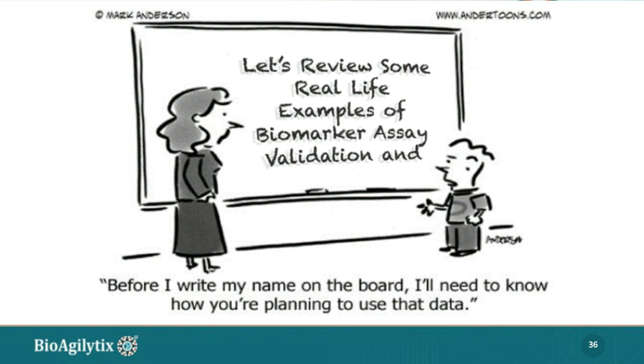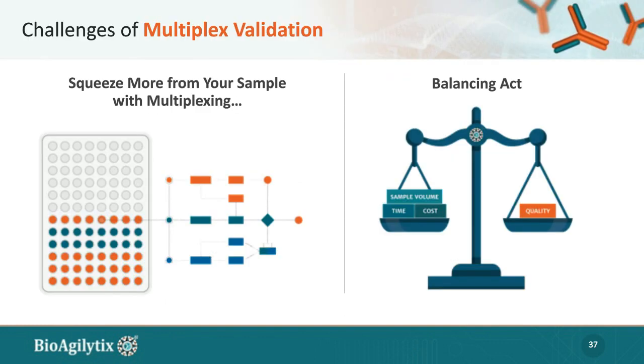Let's talk about multiplexing. It's a beautiful word. We all use it. We've been using it probably since 1999, since 2000, when we all got the direction to squeeze more from every sample. There is a balancing act. We have to make sure that we balance the sample volume. Yep, we want to use a small sample volume. Time, yep, we want to go ahead and proceed and do as many analyses in a short time. And yeah, we want to keep the cost down. But if that comes at the expense of quality, it is going to come back to hurt you.